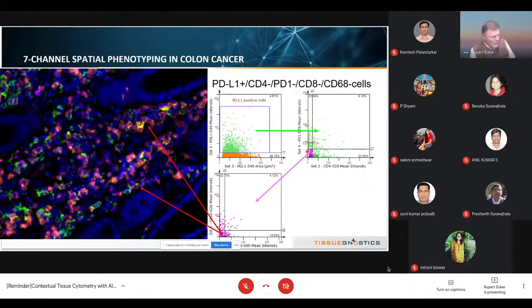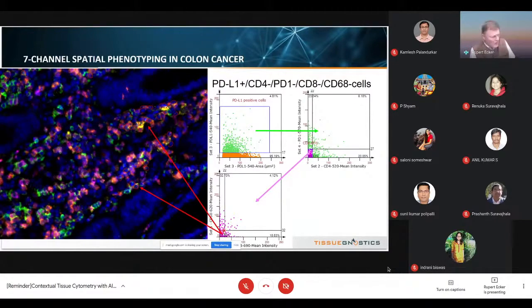If we now look on the double negative quadrant here, so CD4 negative, PD1 negative, and use this as an input gate on our third scattergram, that means we see here only those cells which are CD4 negative, PD1 negative, and PDL1 positive, because this was the input gate there in the second scattergram, and the lower left quadrant of the second scattergram is the input gate in our third scattergram.